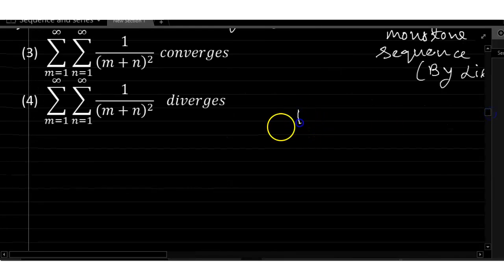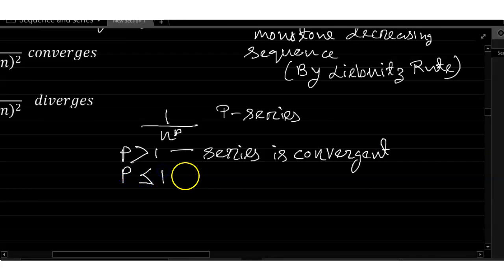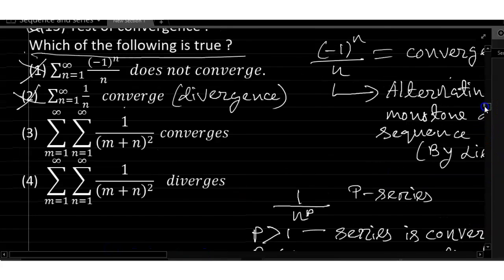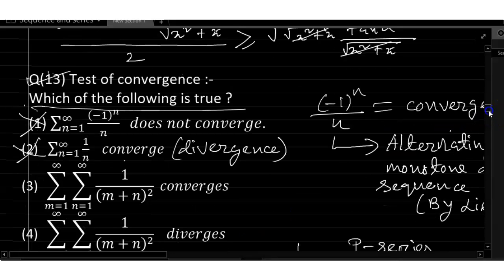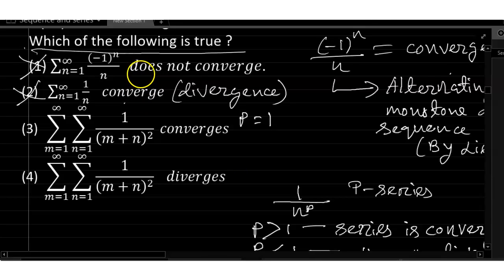Because 1 by n to the power p, this series is a p series. If p is greater than 1, then the series is convergent, otherwise the series is divergent. That's why this series is divergent. Friends, we see that this converges, this does not converge, this is wrong, this is wrong, because this is divergence, this is convergence.